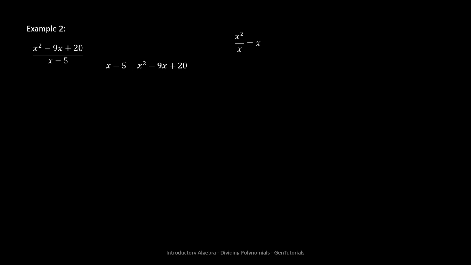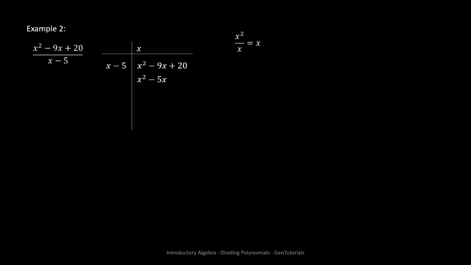Take the first term, x squared, and divide it by x, and you get x, and you put that x on the top of the right side, and then you take that x and you multiply it by x minus 5. So x times x minus 5 is x squared minus 5x. And you put that under x squared minus 9x plus 20.